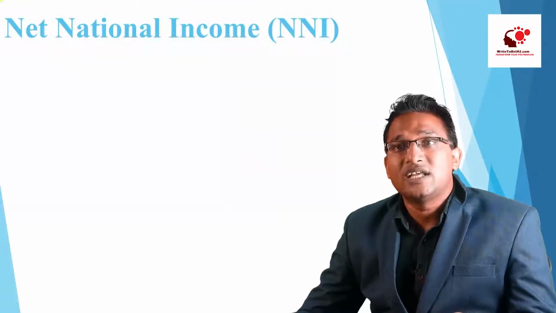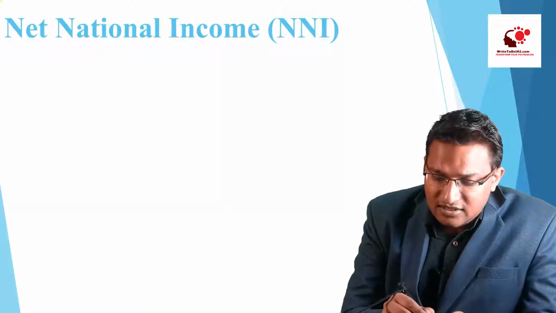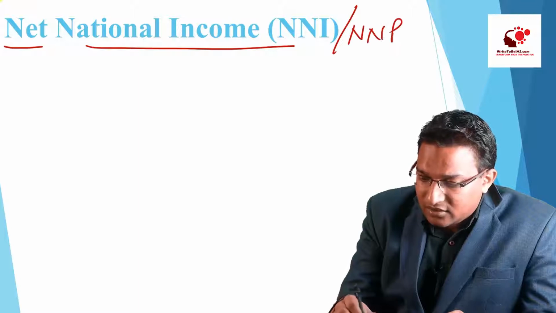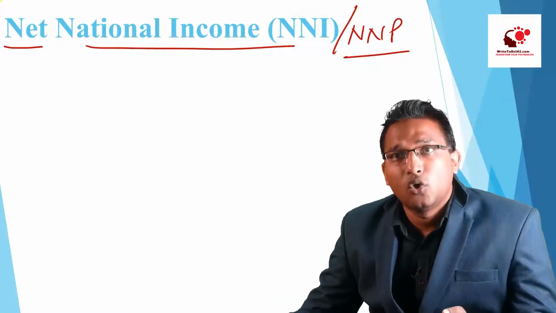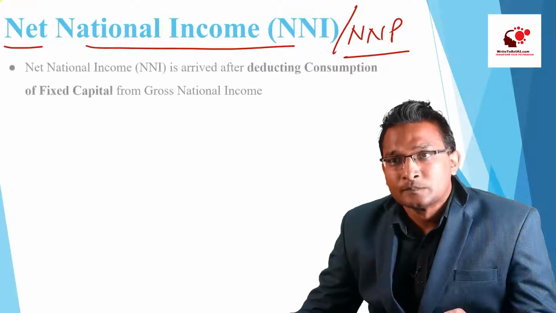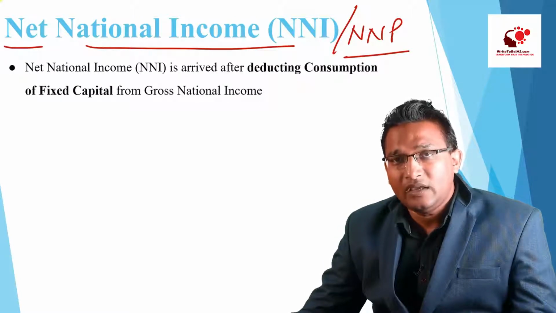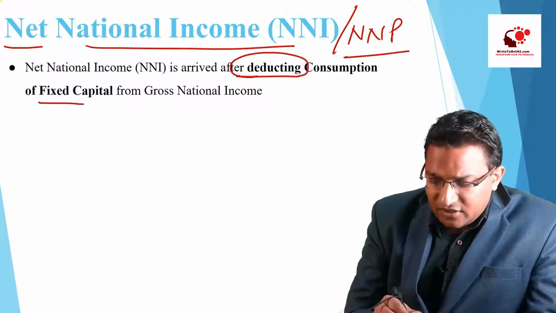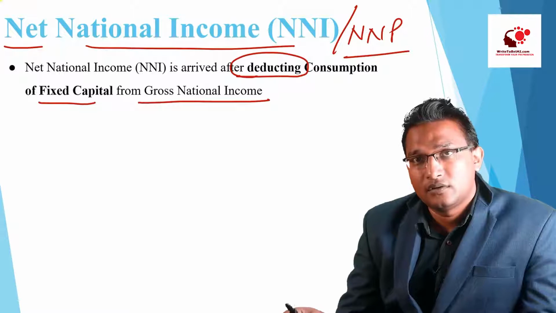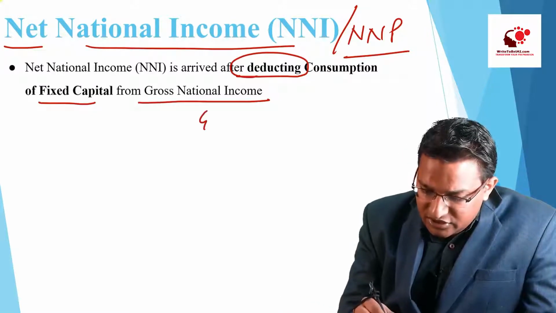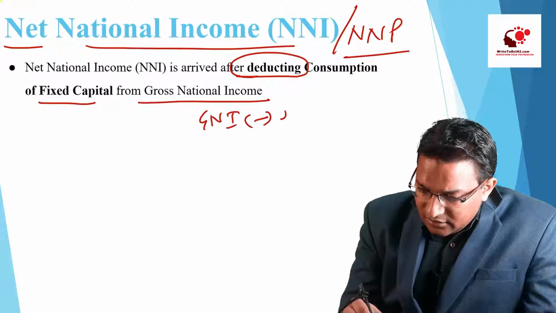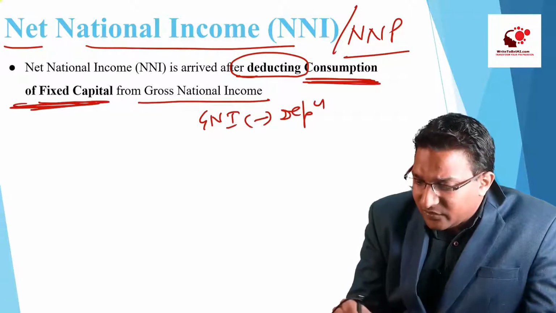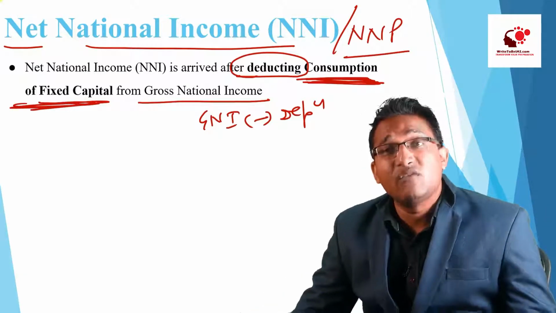Now we have seen the GNI or GNP. Now this is the concept of net national income or net national product. Net national income is arrived at after deducting the consumption of fixed capital from the gross national income, right? So this is very simple. GNI minus the depreciation. What is the meaning of consumption of fixed assets? Consumption of fixed assets is nothing but the depreciation. The concept of depreciation we have already discussed.